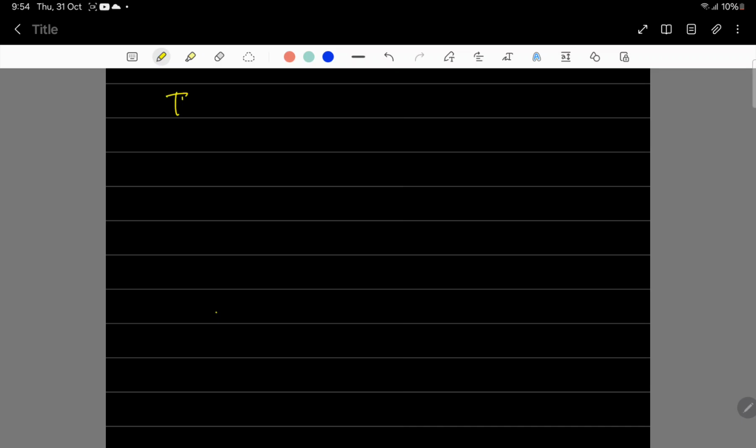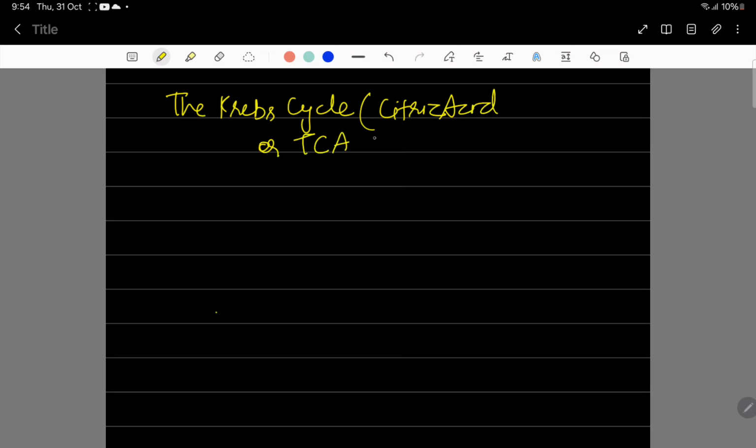Krebs cycle. We call this the citric acid or TCA cycle. So we start from the pyruvic acid, which is of 3 carbon, from the end of the glycolysis.